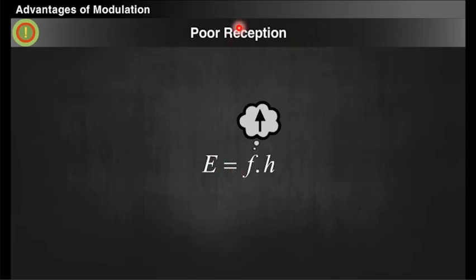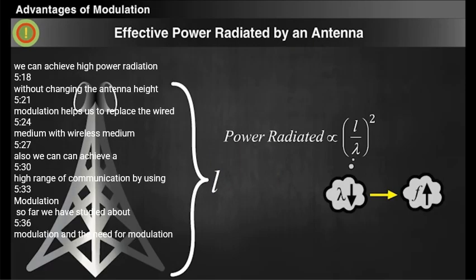Next is the poor reception. To overcome this poor reception problem, if the frequency of the signal is high, automatically the energy of the signal will also be high. Hence, we can obtain a good quality signal at the receiving end by using a high frequency transmission. We can achieve high power radiation without changing the antenna height by means of modulation.